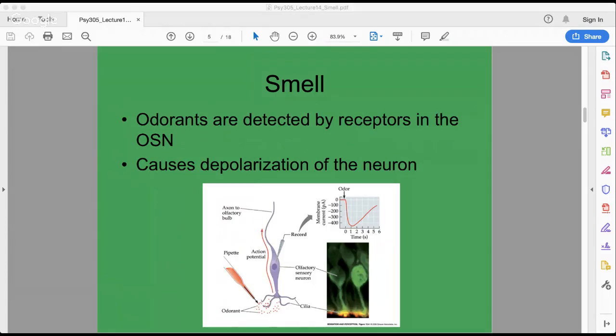When odorants are detected by receptors in the olfactory sensory neuron, this causes depolarization of the neuron and eventually an action potential that travels to the olfactory bulb. Humans have 20 million olfactory sensory neurons in total between both sides. A bloodhound has about 220 million olfactory sensory neurons. So bloodhounds can detect a much smaller concentration of odorants than humans can.